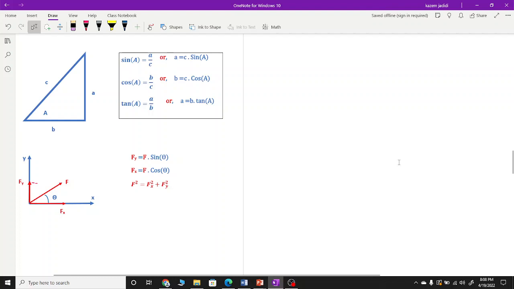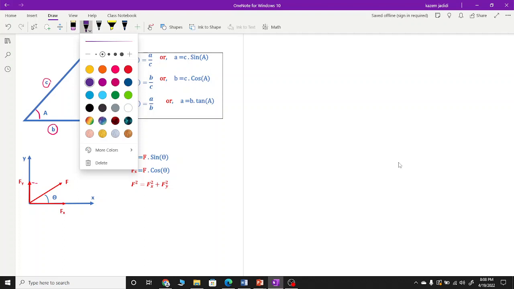This presentation is about trigonometry, which is simple but essential in solving many problems in statics. I have this triangle in here. This angle is capital A. Adjacent to the angle is side B, the opposite side to that angle is A, and the hypotenuse is C.